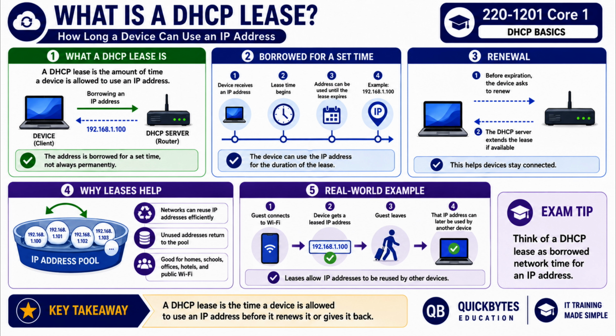A DHCP lease is the amount of time a device is allowed to use an IP address. The address is not always permanent. It is borrowed from the DHCP server for a set time. When the lease gets close to expiring, the device can usually renew it. This helps networks reuse IP addresses efficiently. For example, if a guest connects to Wi-Fi and leaves, that IP address can later be used by another device. That is one reason DHCP is useful in homes, schools, offices, hotels, and public Wi-Fi networks.